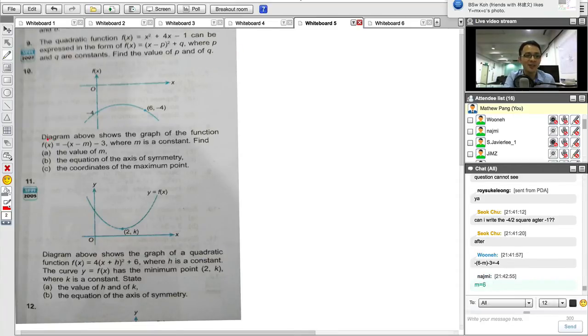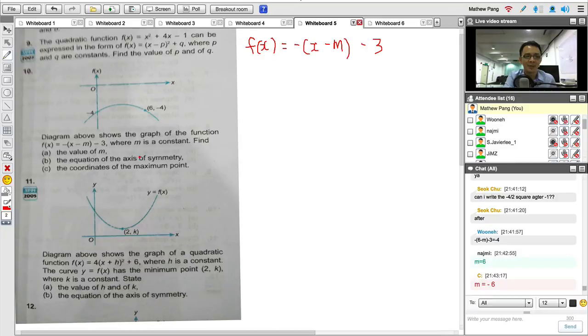Alright, first thing is he gives you this equation for question number 10. f(x) equals negative (x minus m) minus 3. Over here, it asks you to find the values of m. Actually, it's quite simple because you have two coordinates here. One of the coordinates is the y-intercept, which is (0, -4). And the other coordinate is (6, -4).